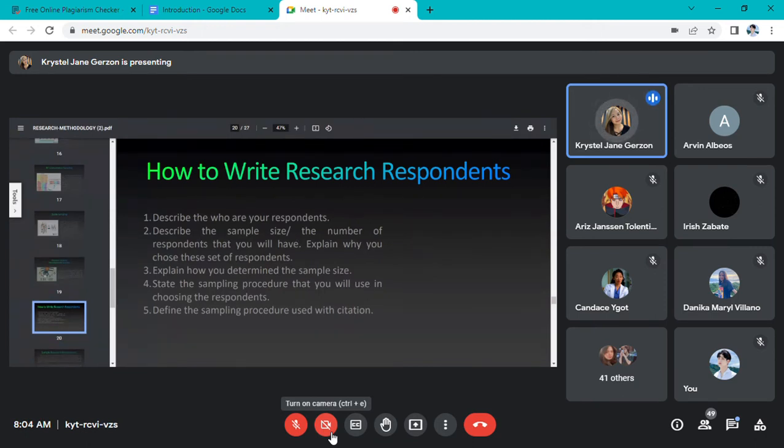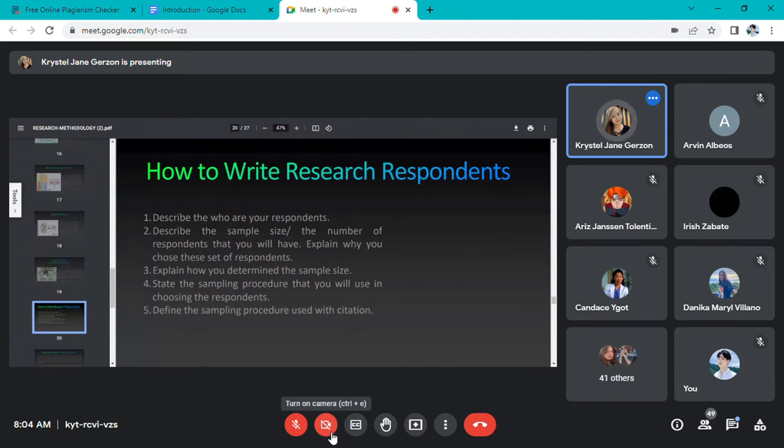As I mentioned to you guys, in your scope and delimitation, you would have to explain why they are the set of respondents you chose. So you will also do the same thing here in the research respondents. To tell you honestly, the scope and delimitation is just like a shortened, summarized version of your research methodology. But anyway, you would still have to explain that here in your research respondents. And then explain how you determined the sample size, why you arrived at that number.